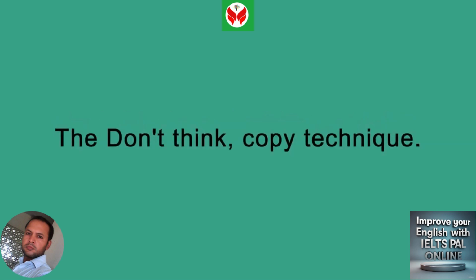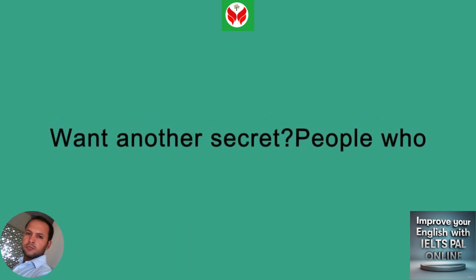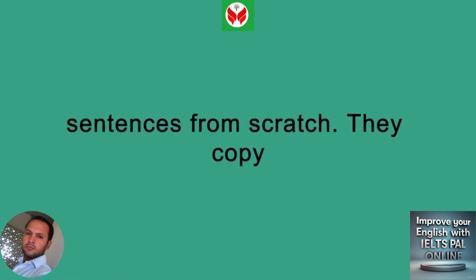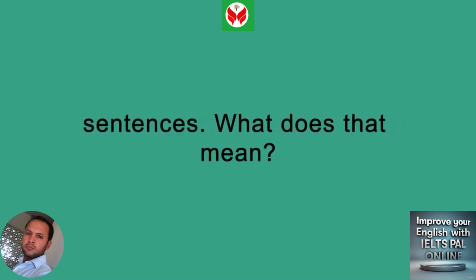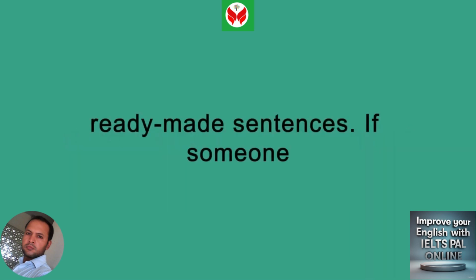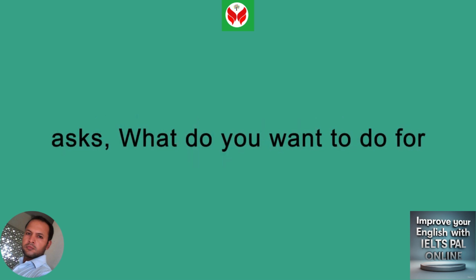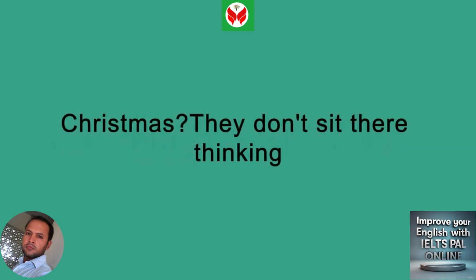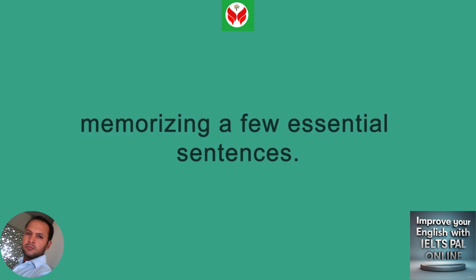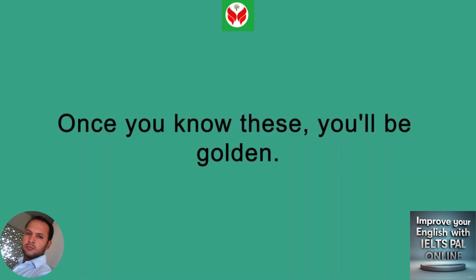The don't think, copy technique. Want another secret? People who speak English quickly don't build sentences from scratch. They copy sentences. What does that mean? It means their brains are full of ready-made sentences. If someone asks, "What do you want to do for Christmas?" they don't sit there thinking about the answer. They just say, "I want to travel to Austria with my girlfriend." So, let's start memorizing a few essential sentences. Once you know these, you'll be golden.